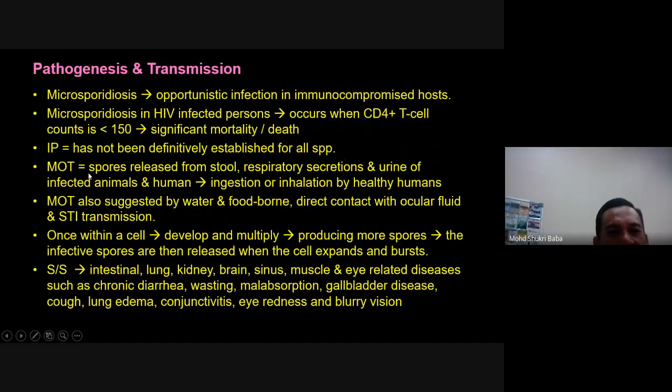Mode of transmission basically melibatkan spore release from stool, respiratory secretion and urine. Alright. And then apa yang berlaku adalah ingestion or inhalation. So basically you boleh ingest because dia datang daripada stool, ataupun you boleh tersedu ataupun orang kata hirup because dia datang daripada respiratory secretion macam zaman sekarang ni COVID ni. So mode of transmission tu boleh berlaku dalam keadaan dua cara.